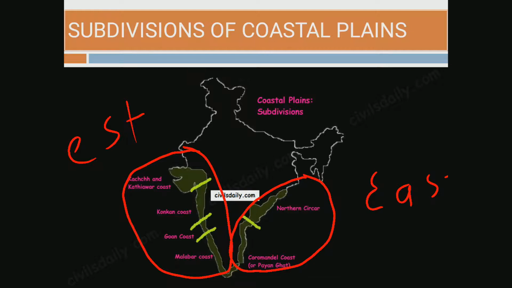Three sections. First, the northern part of this coast is called the Konkan coast, from Mumbai to Goa. Second, the central stretch is called the Kannad Plain. And the southern stretch is referred to as the Malabar coast. So dear student, these are the subdivisions of the coastal plain. Understand?